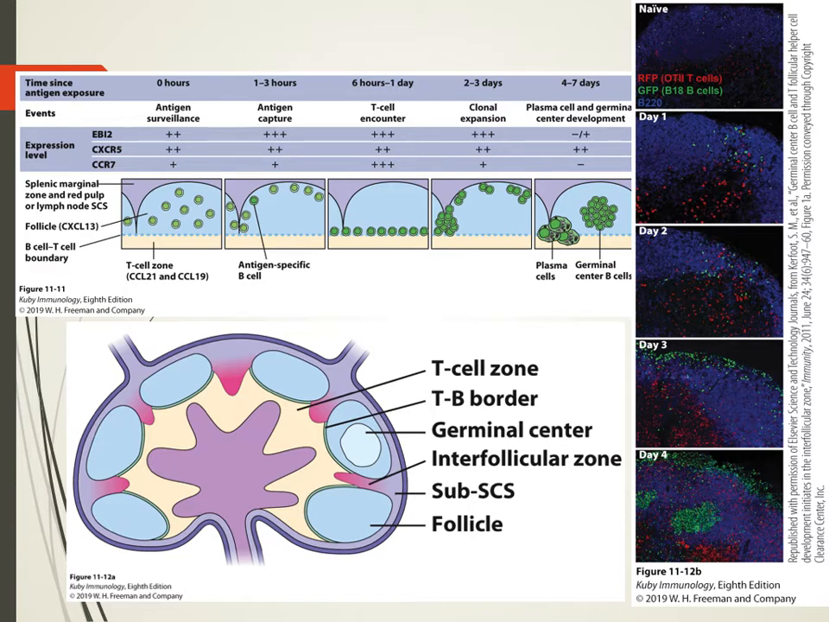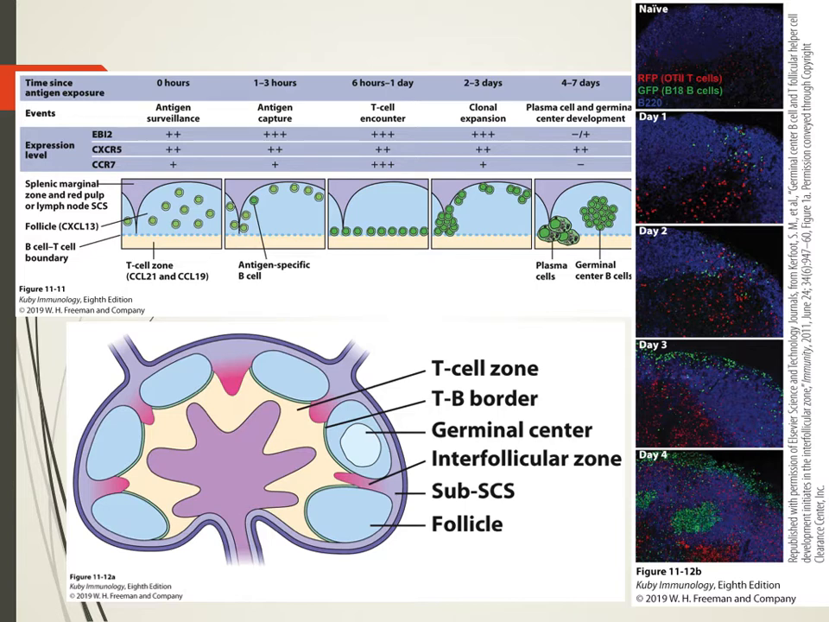So again, the B cells are going to be found in the follicles, but then we have this T cell zone, and that's where the T cells are going to be found. Okay, and so you can see this migration, this movement of the B cells to that T cell zone so they can interact, so they can get help, right?